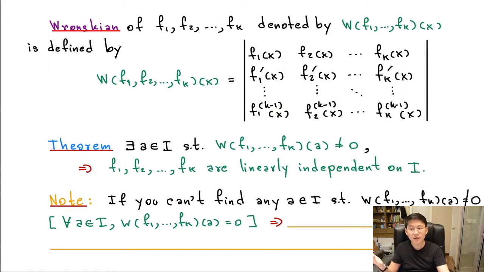It will be clearer when you see the example. But let's say this is the Wronskian. The theorem says that if there exists an a such that the Wronskian at a is not 0, you can say that F1, F2 until Fk are linearly independent on I.